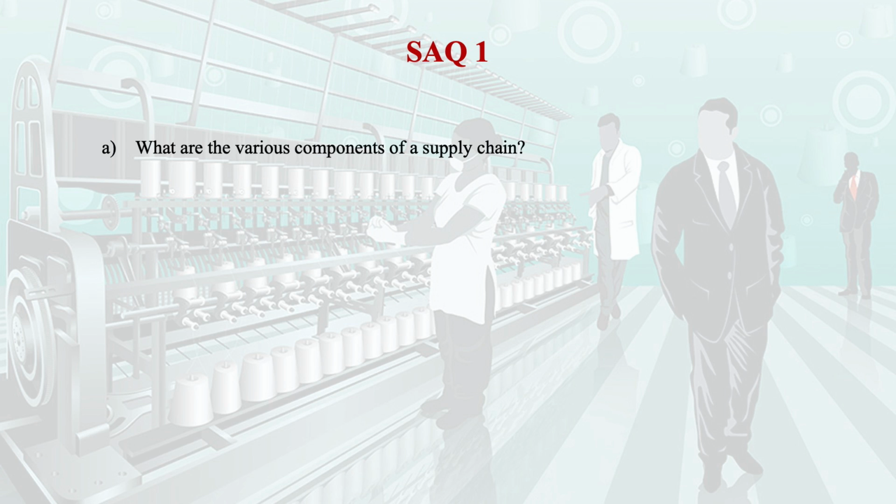Now, we will ask you a simple question from the previous slides. What are the various components of a supply chain? Just like supplier, manufacturer, distributor, dealer, retailer, you can name them.